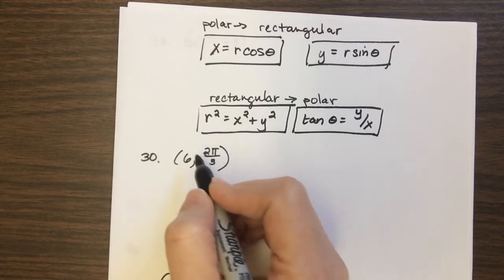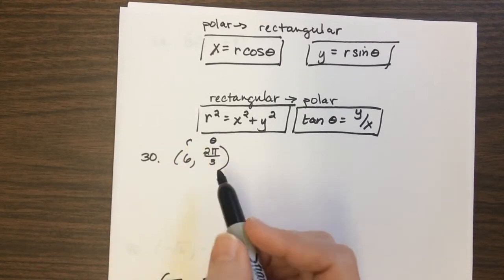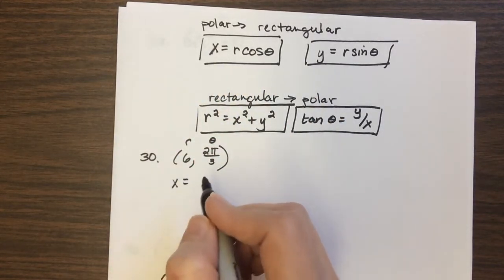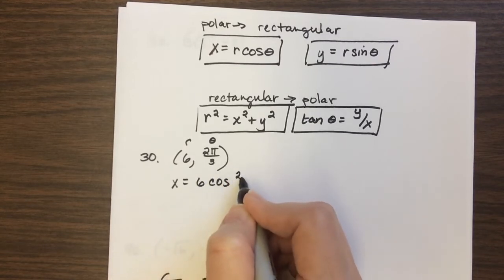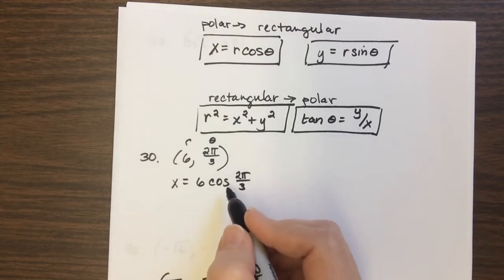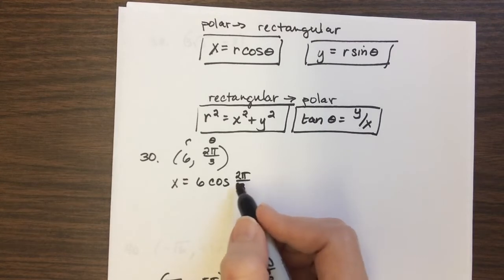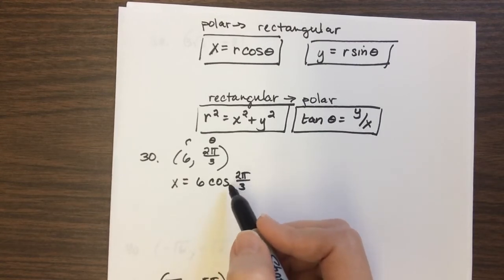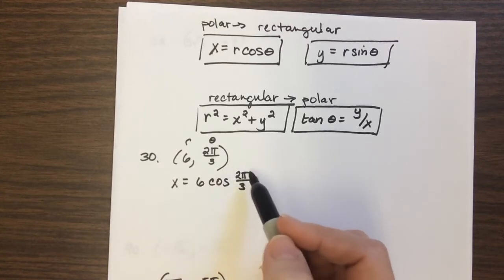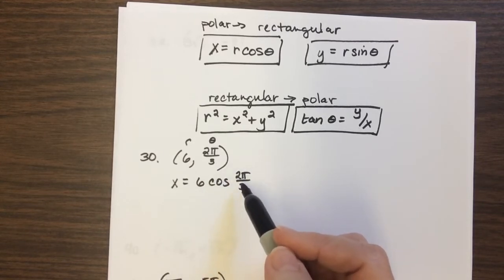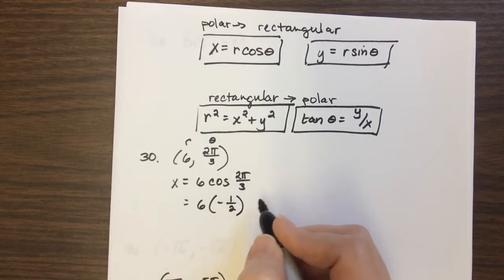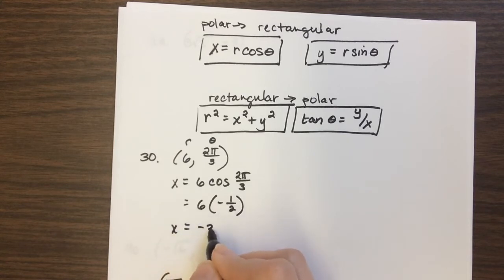Well, this is a polar coordinate, so this is r and this is theta. And if I'm converting this, then I'm going to use the fact that x equals r times the cosine of theta, so x is going to equal 6 times the cosine of 2 pi over 3. Alright, and I'm going to go ahead and do that. So I've got the cosine of 2 pi over 3, which is the cosine of 120 degrees. So that is just my reference angle 60. It's in quadrant 2, so I'm not going to spend a lot of time going back over that. These are the exact values that you should know. Alright, so this is just going to be 6 times negative 1/2. So x is going to equal negative 3.